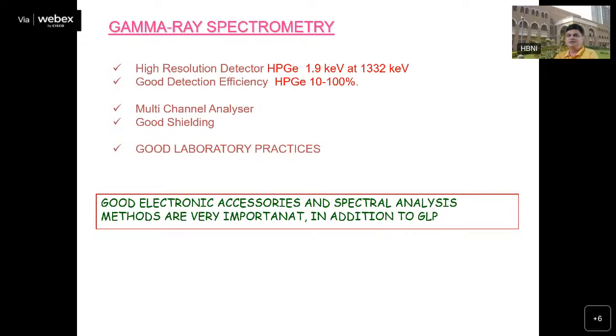Plus, they need good shielding, because when you do the determination, whatever contribution comes from the background should be avoided. That's why they need very high shielding. Of course, as with other kinds of analysis, here also we need good laboratory practices.